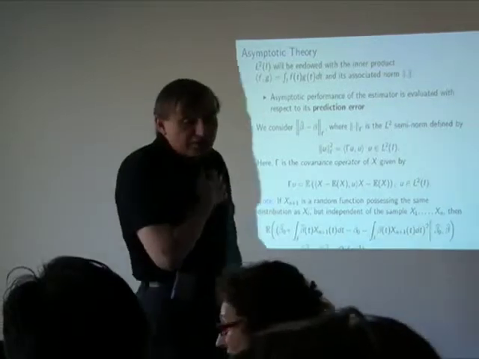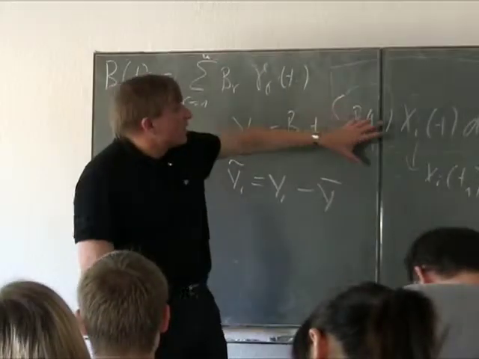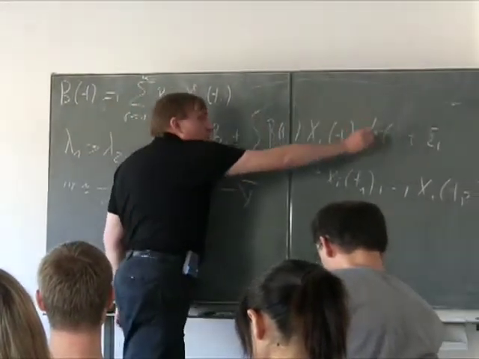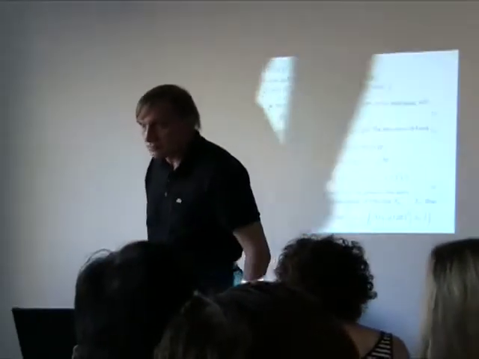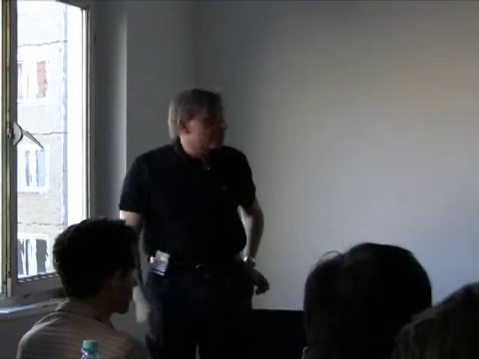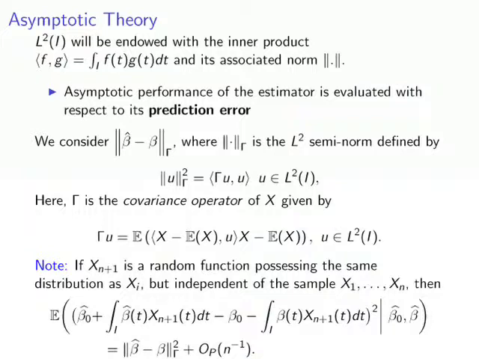The focus in this paper lay upon the prediction error. That means how well can we determine this term for a new function x? This was the main focus, and for many applications I think prediction is an important thing. The asymptotic performance of the estimator is evaluated with respect to its prediction error, which means that we consider beta hat minus beta in a special norm, which we call the gamma norm. This is an L2 seminorm defined by the norm of u being the square root of the inner product of u with gamma u.